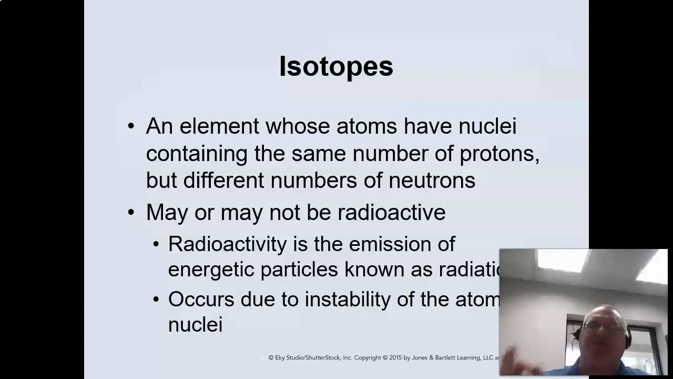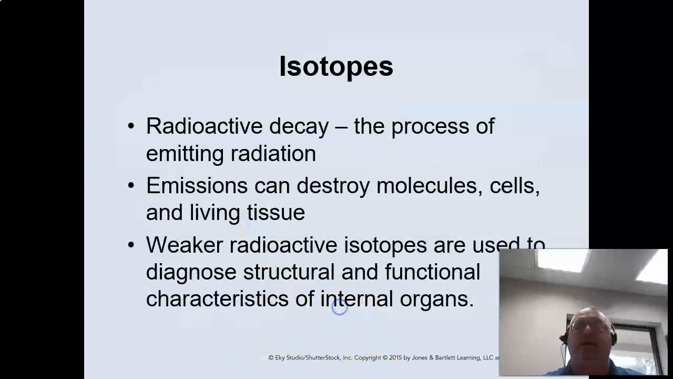And usually when it's got too many neutrons, it's being held together by additional energy. It again tries to get back to a normal state. It decays, and that's what radioactivity is: the releasing of those energetic particles, and that's the radiation it is releasing. Again, this occurs due to unstable atomic nuclei. Again, they want to get back to a homeostatic, or what they're supposed to be, normal state. So again, radioactive decay would be an example of the process of emitting radiation.